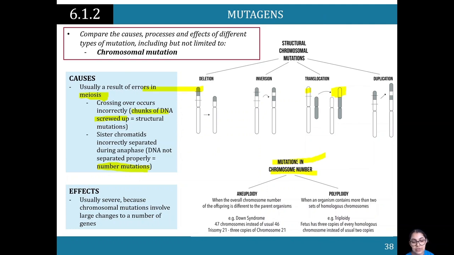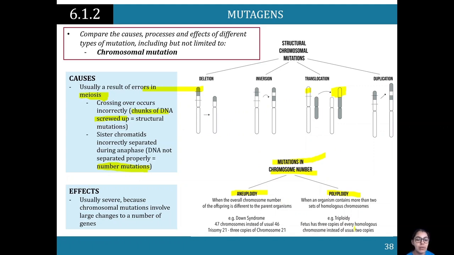The second one is mutation in chromosome numbers. For that, there's either aneuploidy or polyploidy. Aneuploidy is when the overall chromosome number of the offspring is different to the parent organism. So in the case of Down syndrome, the individual has 47 chromosomes instead of 46, because they have 3 copies instead of 2 for trisomy 21, which is chromosome 21, so they have 3 copies of it instead of 2.